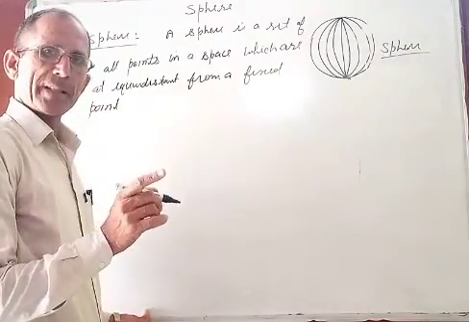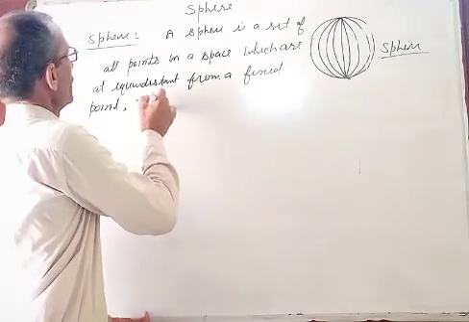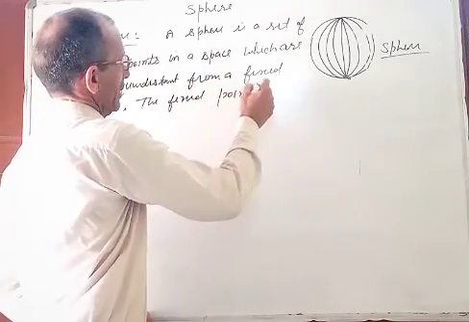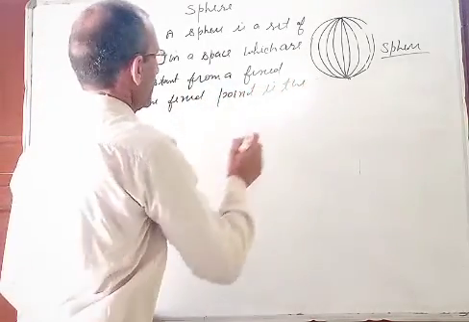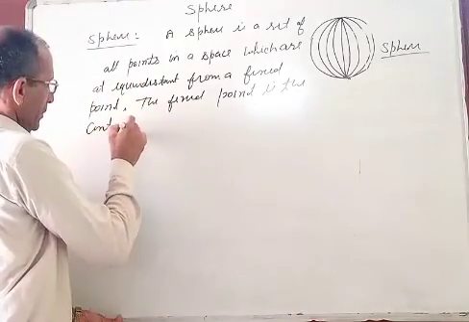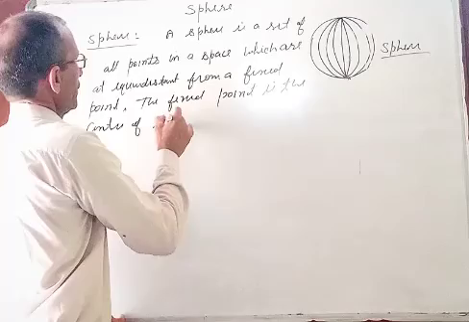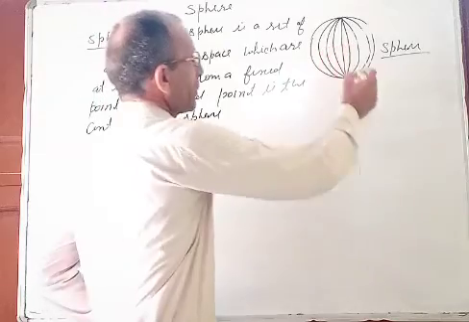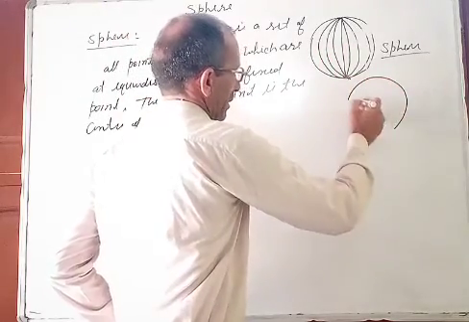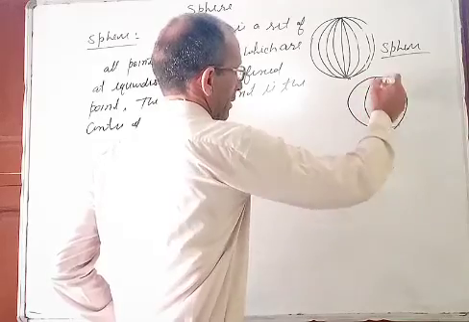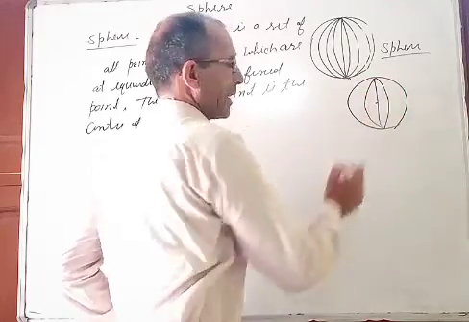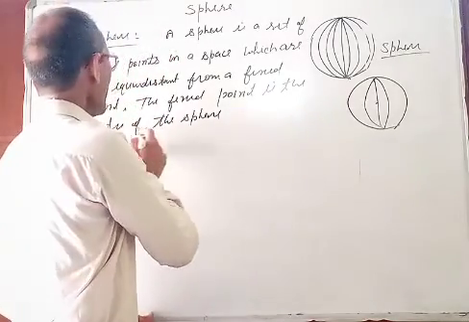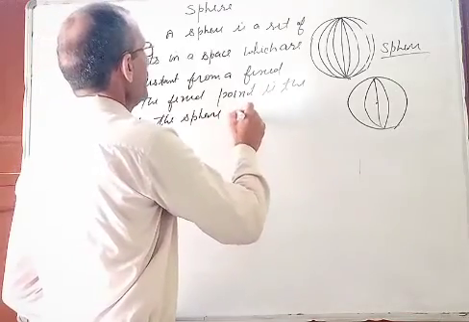The fixed point is the center of the sphere. So this is a sphere. This is the center of the circle. Sorry, this is the center of the sphere.